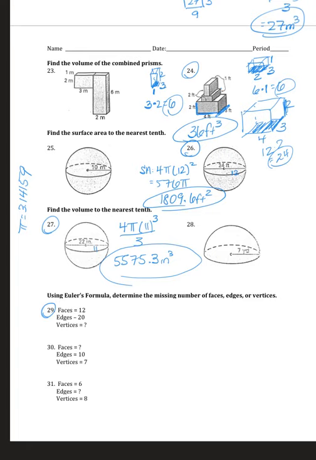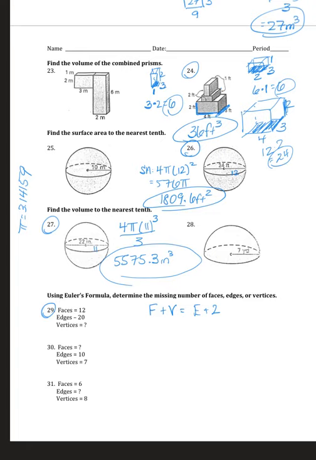So Euler's formula I introduced in that Under the Sea slideshow that you had a while back. So Euler's formula says take faces plus vertices equals edges plus 2. Now this is the only formula that I am not going to give you for the test. Like, you have to know this one.